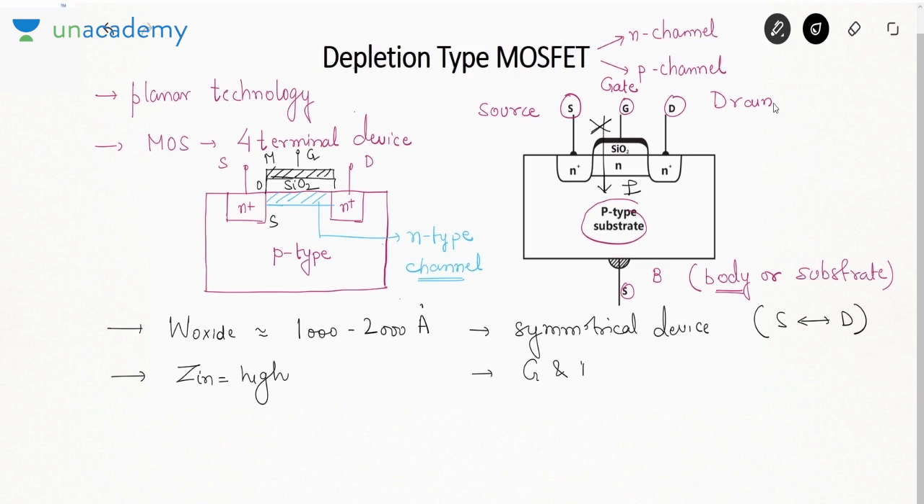Between gate and body, the MOSFET acts as a capacitor. Why does it act as a capacitor? Because there are two terminals, gate and body, which are separated by an insulator. Or you can say between gate and source also, if you see, there is an insulating layer. So what will it act as? It will act as a capacitor, which we study in MOSFET in EDC. It is called a MOS capacitor.